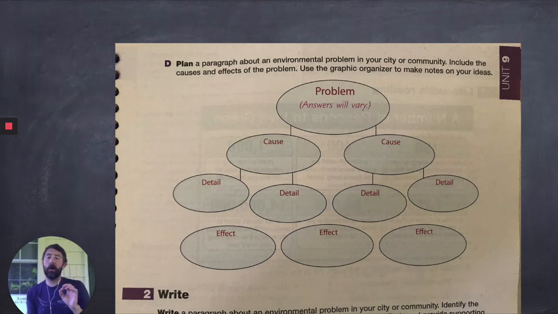Okay, be sure to include 2 causes, give me some detail about those causes, and then write your effect, include your effects at the bottom. Don't just list them, but put it in the paragraph form. As always, feel free to text me a picture of your paragraph, and I can make corrections and suggestions for you. And that way we can practice our writing, and we can all become better writers.